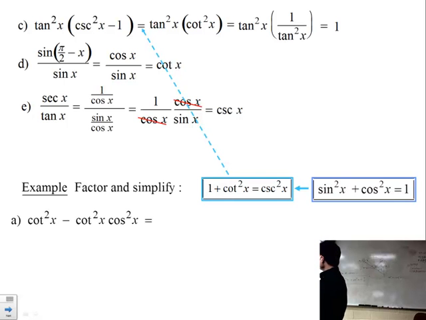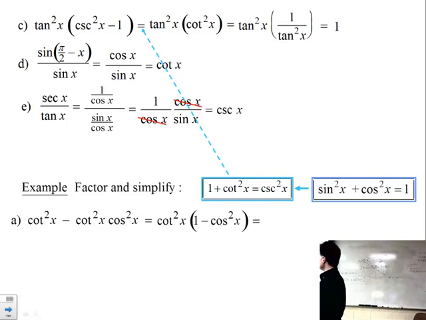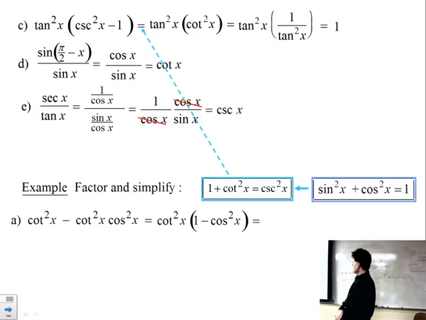How about this one? Let's factor and simplify it. Cotangent squared x of quantity 1 minus cosine squared x. Yeah, so you factor out the cotangent x. You got 1 minus cosine, and then this equals what? Sine squared x. No, almost. Well, it's positive sine squared x.